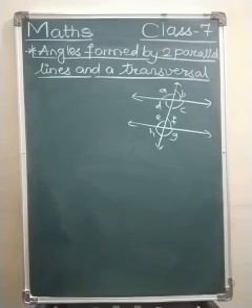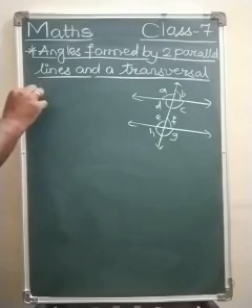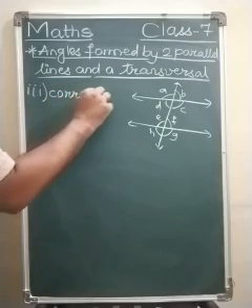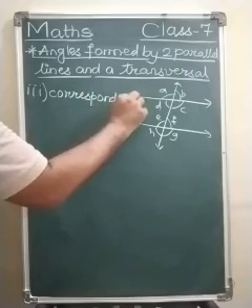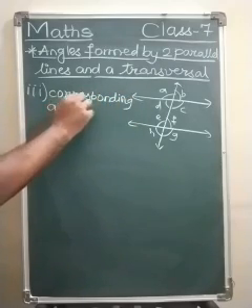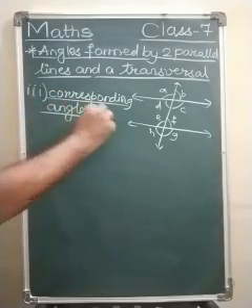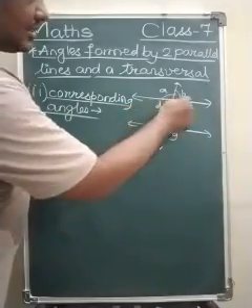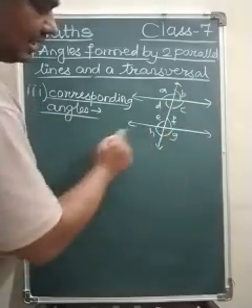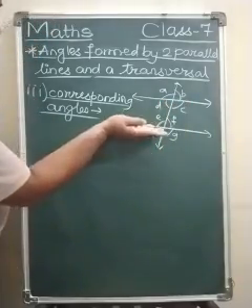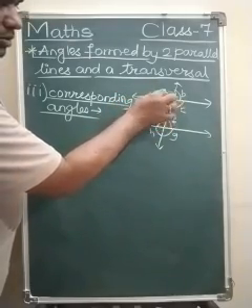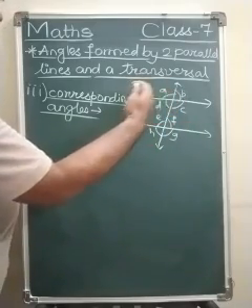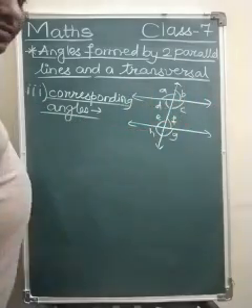Now the third type of angles, corresponding angles. Corresponding angles means above this parallel line, these are the two types of angles. Above this parallel line, two angles are formed. This is to the left hand side of the transversal. This is to the right hand side of the transversal.